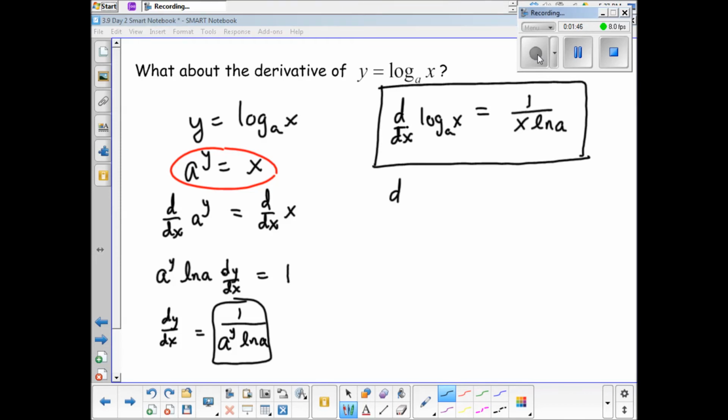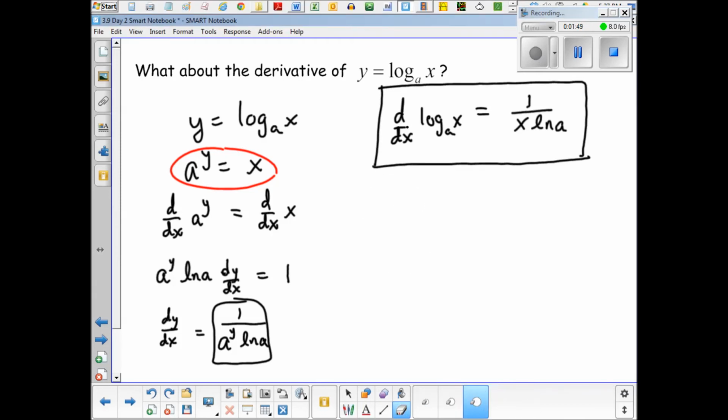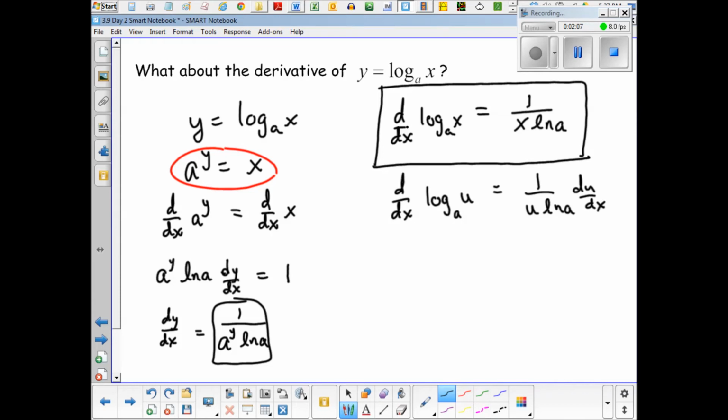And the chain rule for that would be d/dx of log base a of u is 1 over u ln a times du/dx. Or you could say the derivative of log base a of u is u prime over u ln a. That looks familiar; it looks like the one for ln. There's just an extra ln a on the bottom. You're welcome to just use the formula here at the end.